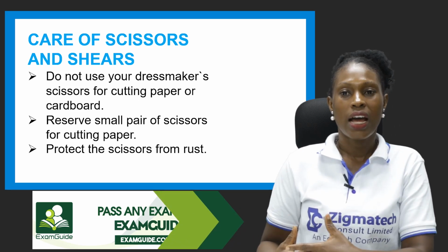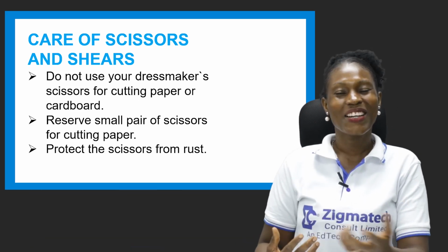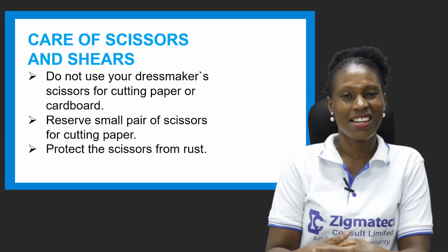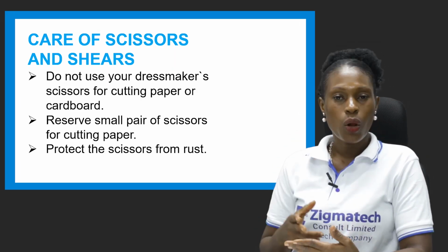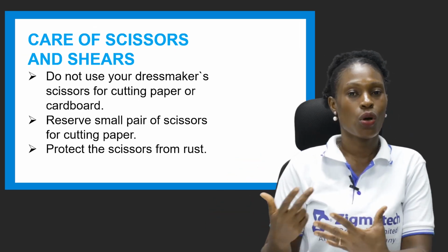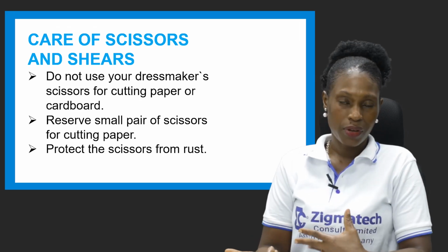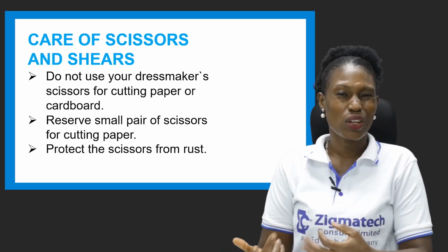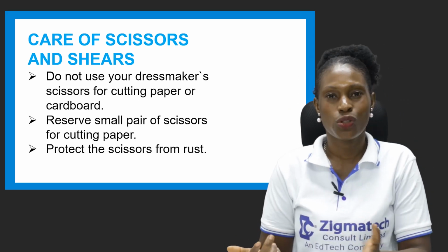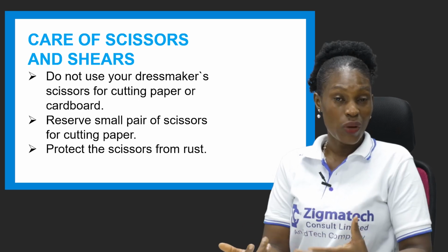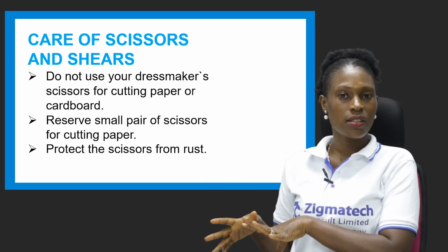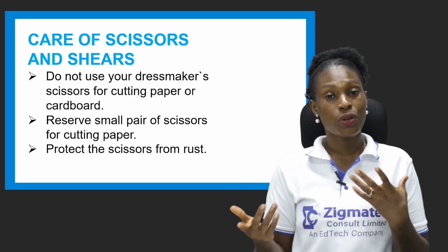Don't use the scissors you're going to be using for your fabric to do the same for your cardboards and papers. Also, the second one here is to reserve a small pair of scissors for cutting papers. Just like I said earlier, you need to reserve a smaller scissors that is not the one you use to cut your fabrics. If you don't, your scissors will get blunt very fast, and then you will need a new one, or you have to go and sharpen it. So why go through the stress of doing that when you can just avoid it? It is very important that you use another scissors to do the cutting of your papers and your cardboard.